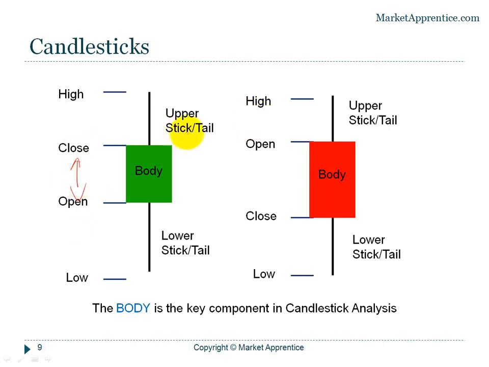The upper stick, or upper tail, is what you have between the high and the body, while the lower stick is what you have between the body and the low. In candlestick analysis, the body of the candle is a key component of the analysis.